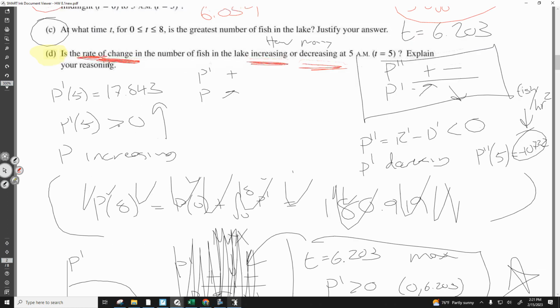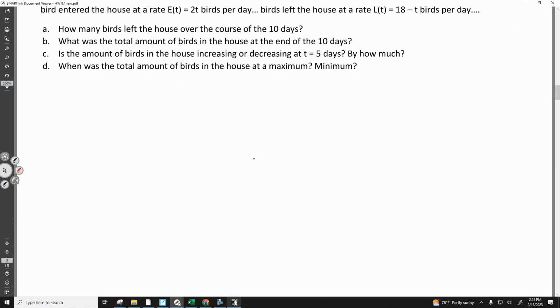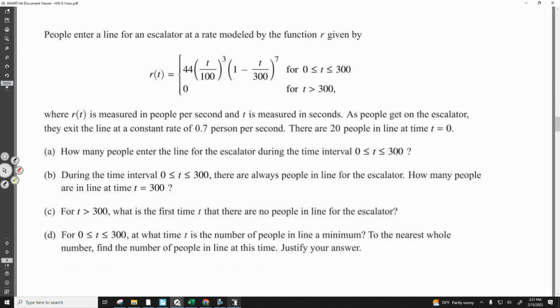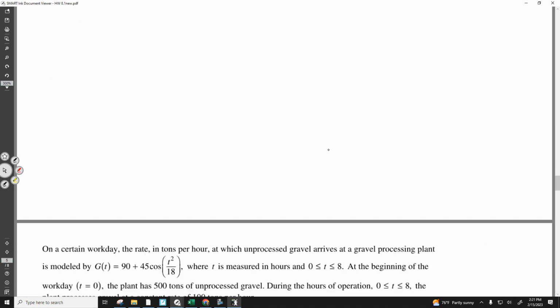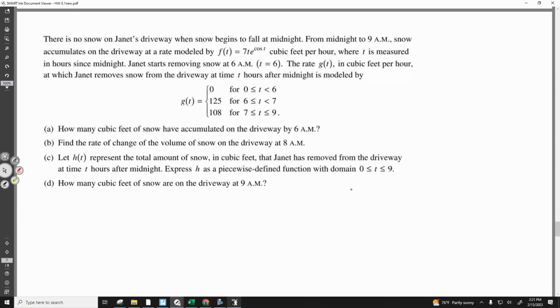Now, things get more complicated. We'll go back and forth between the notes and a problem. Janet's driveway. Find it. Janet's driveway. All right, now, what do we notice about Janet's driveway?